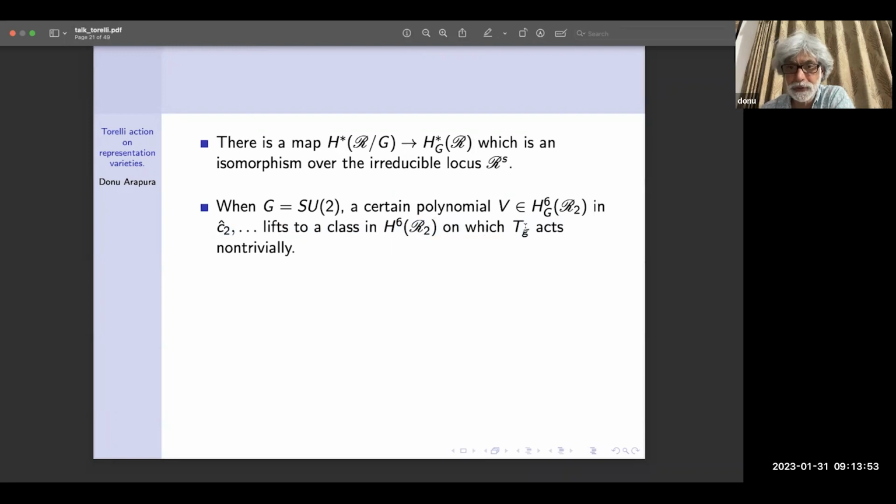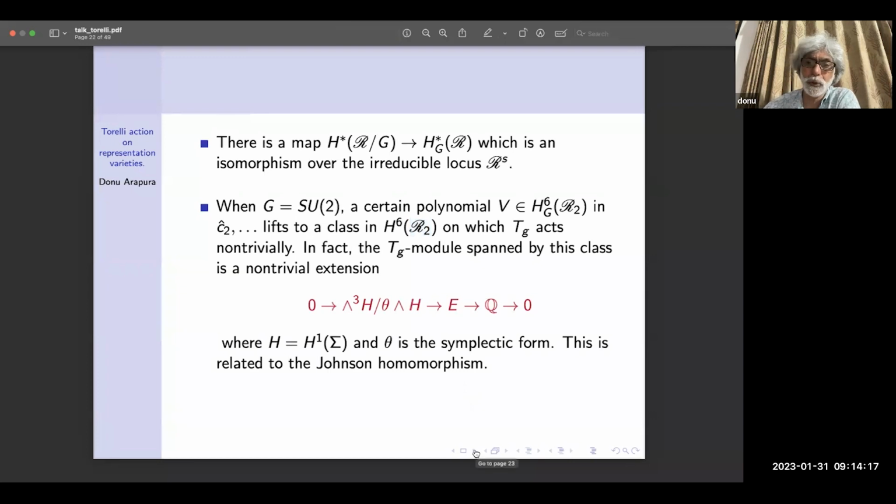And TG will act on this non-trivially. So R2 mod G, it lives to a class. R2 mod G, yes, thank you. That was definitely a typo. So R2, if you can mentally change that to a mod G, that's what it should be.